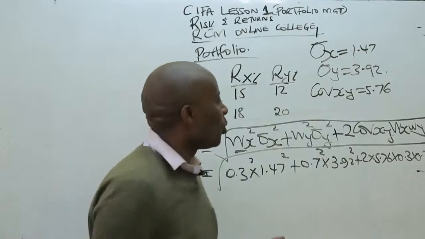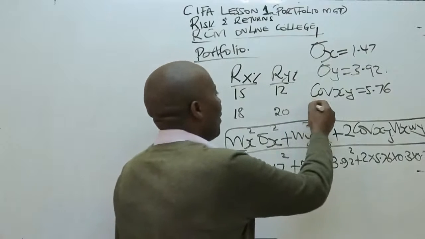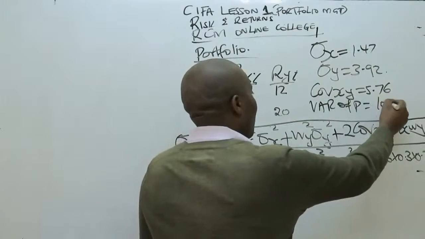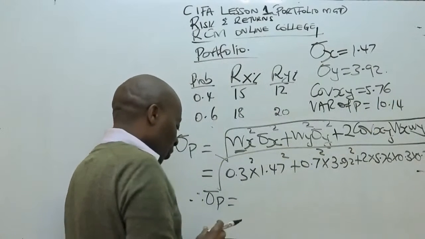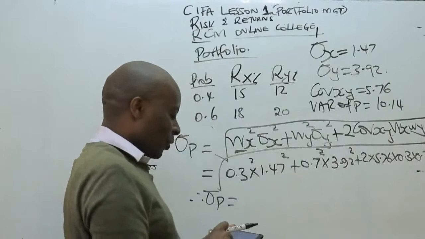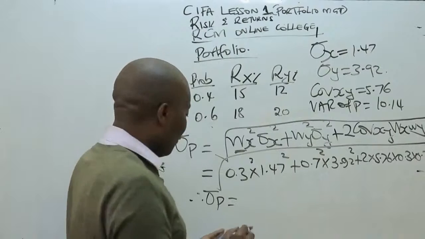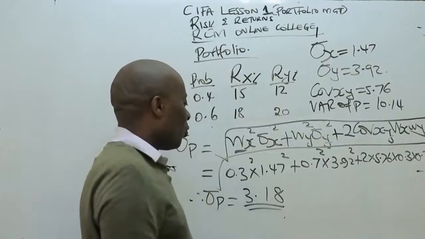Which at the end of the day gives me 10.14. So that is what we call the variance. The variance of the portfolio is 10.14. And therefore, the standard deviation of the portfolio will be the square root of this 10.14, which will end up giving us 3.18.